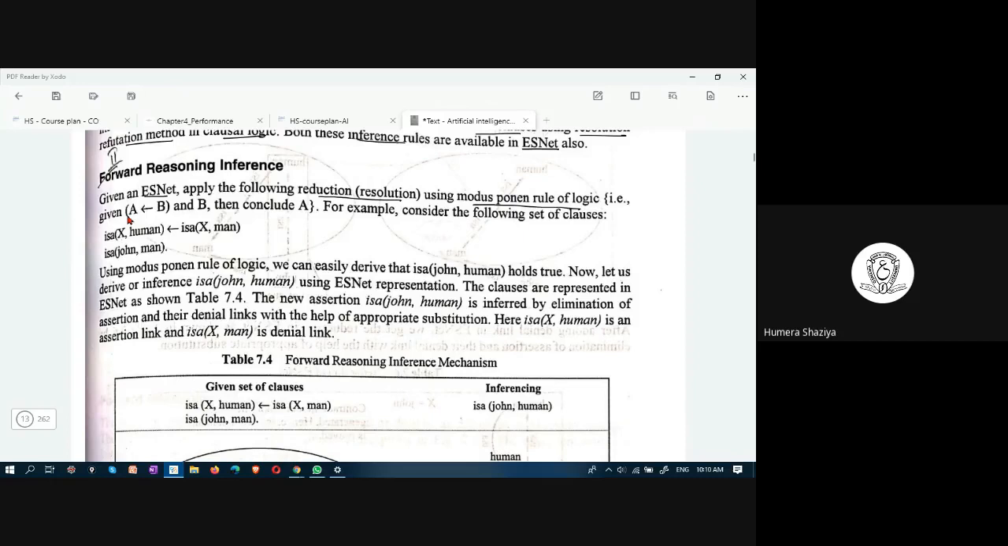where we say if A is implied by B, and B is true, we can conclude that A is true. Consider the clauses is_a(x, human) implied by is_a(x, man). This is: x is a man implies x is a human. When you replace x with John, x is equal to John.